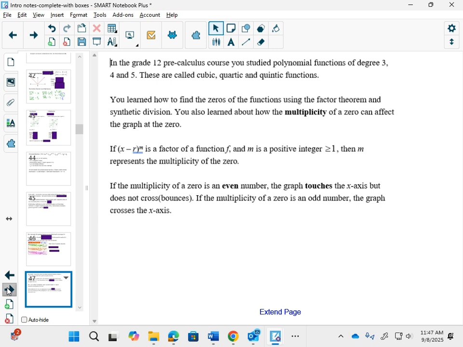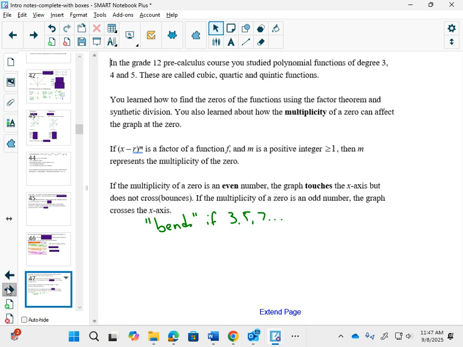So if it's an even number, it touches but does not cross. It bounces off. And if there's an odd number, the graph crosses the x-axis. And maybe if it's a 3, a 5, a 7, a multiplicity of 3, 5, or 7, we talked about it flattening out or bending at that point. You might remember that from grade 12.